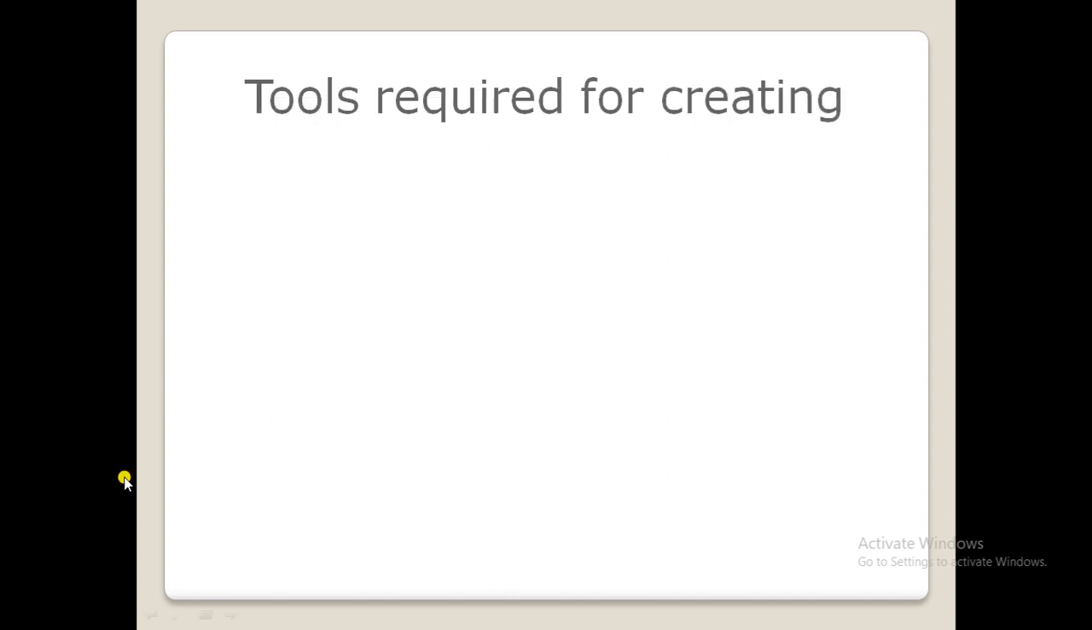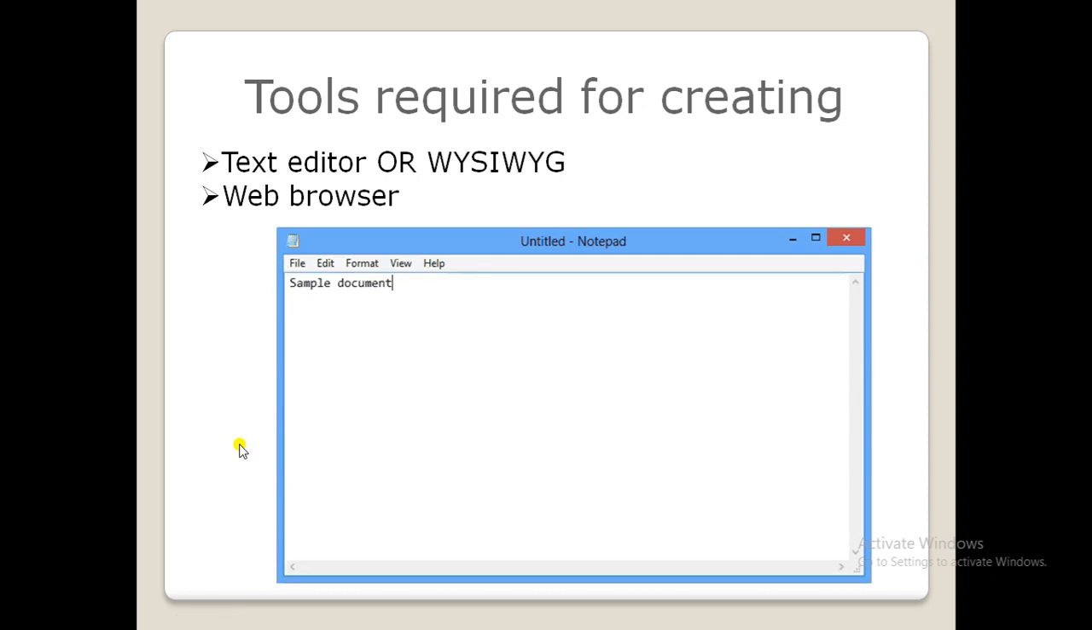Next we'll see what are the tools that are required for creating an HTML document. The basic tools that are required to build an HTML document are a text editor or a WYSIWYG editor. So either you can use a text editor or you can use What You See Is What You Get. So the acronym WYSIWYG is What You See Is What You Get.